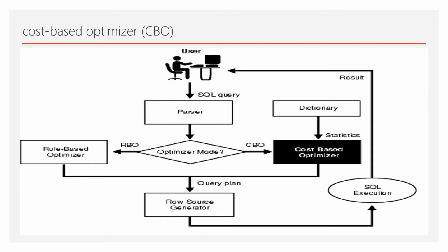The optimizer determines the optimal plan for an SQL statement by examining multiple access methods, such as full table scan or index scans, different join methods such as nested loops and hash joins, different join orders, and possible transformations.